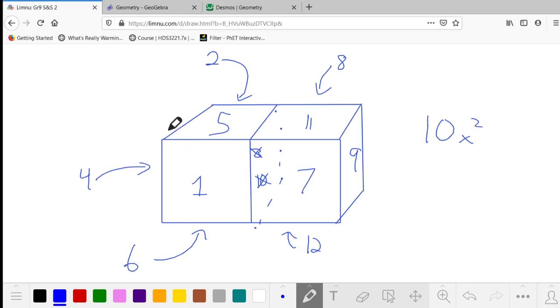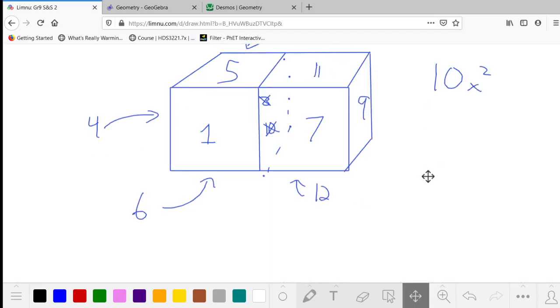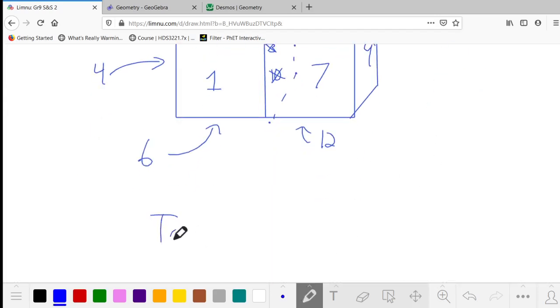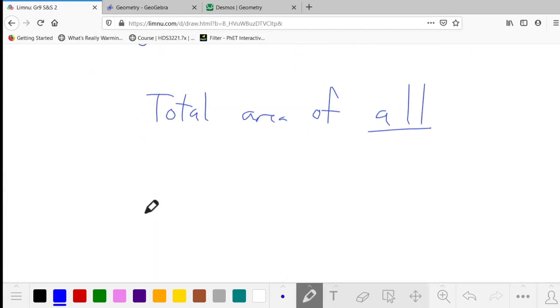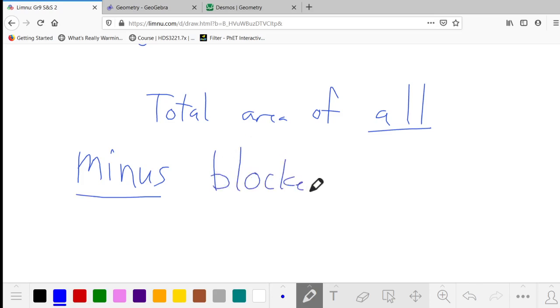So that is the key to looking at the surface area of composite objects. It's the surface area of all of the objects if they were just loose and on their own, and then you have to subtract the blocked surfaces. So the surfaces that are in contact with other surfaces. That is going to be the key.